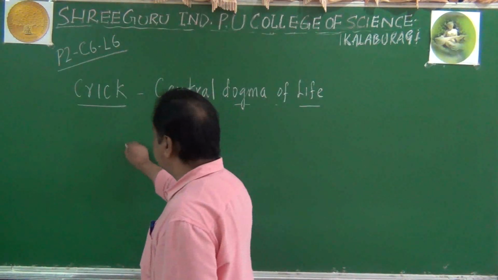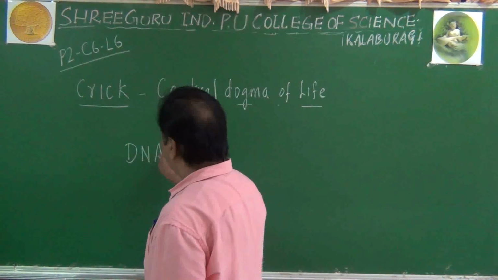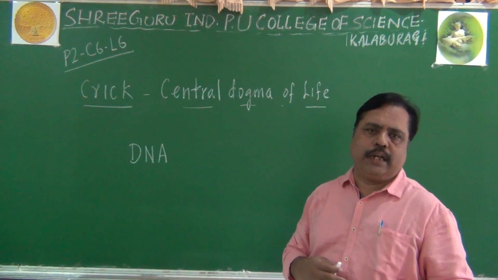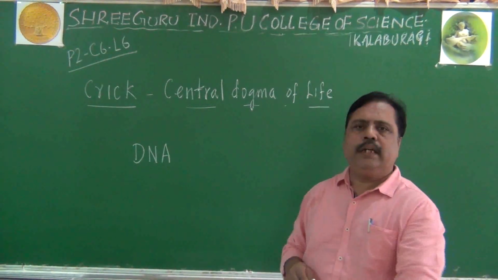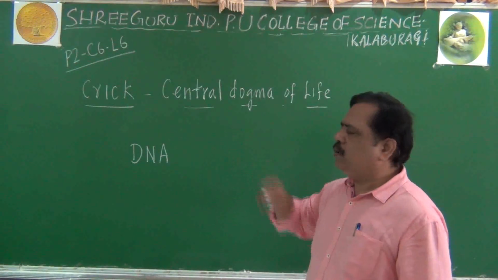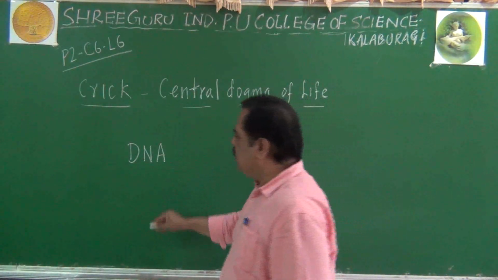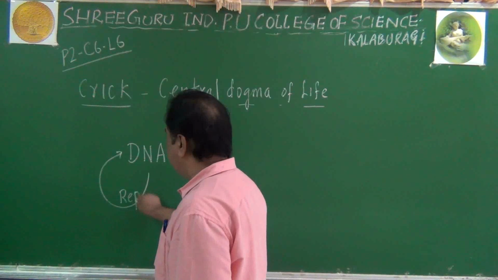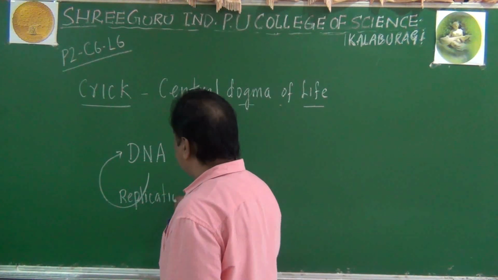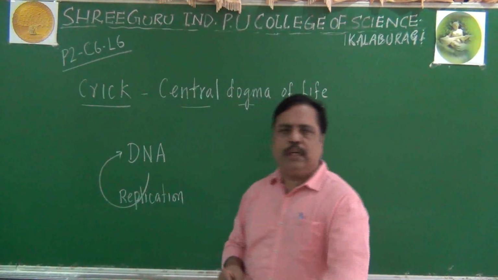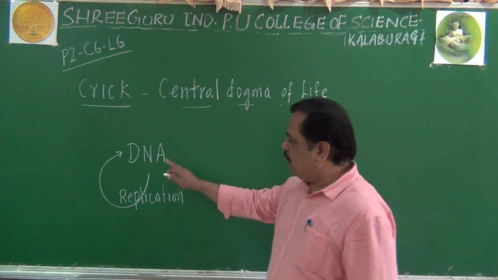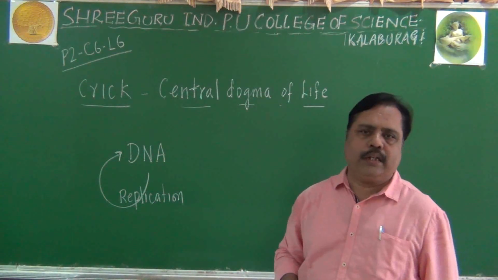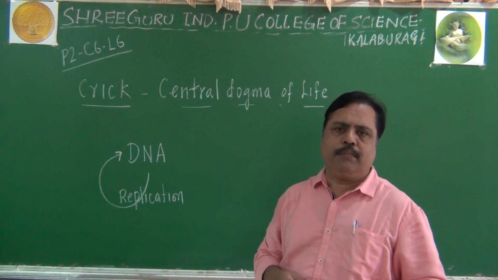What Crick told is that DNA is the master molecule for a cell. For any cell, DNA is the master molecule. That was the point told by Crick. And this DNA is able to undergo replication by itself. The DNA molecule can undergo replication and produce another DNA molecule. That ability to produce its own copy is called replication. That is one special ability of the DNA molecule.